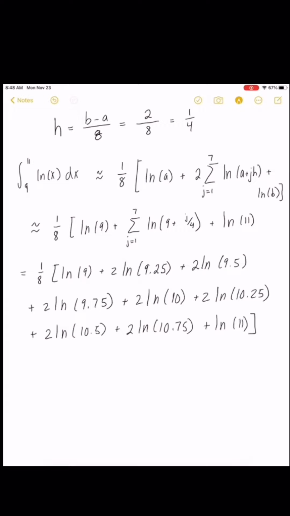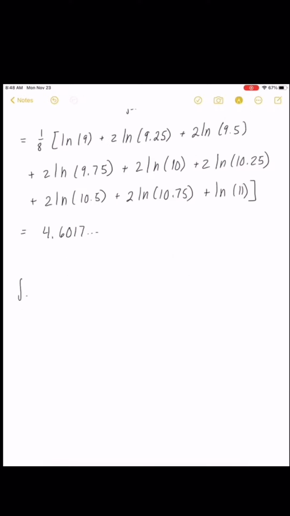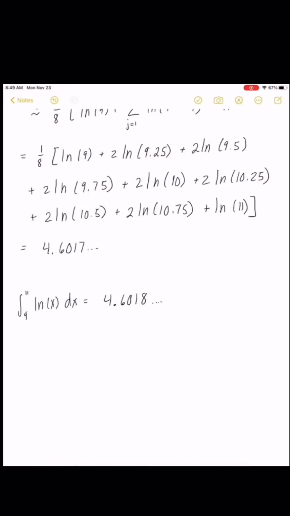So if I compute this out, I get that this is equal to 4.6017. And then the actual value for the integral is 4.6018 and so on. So we have 3 decimal places of accuracy here.